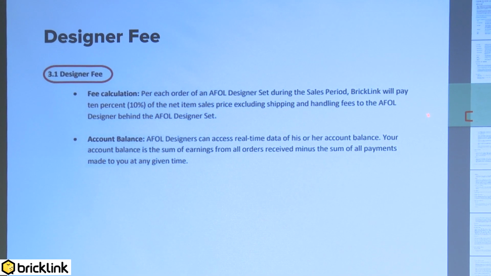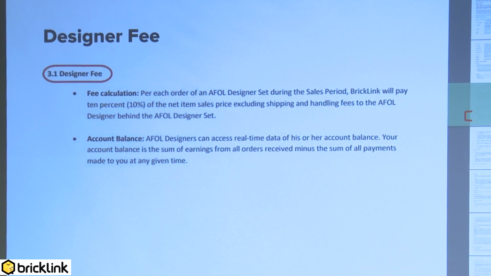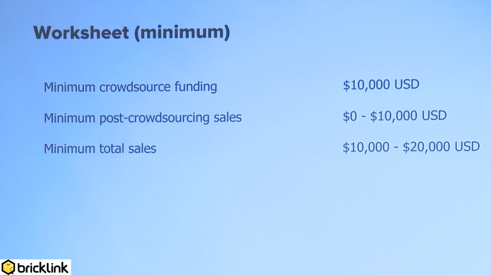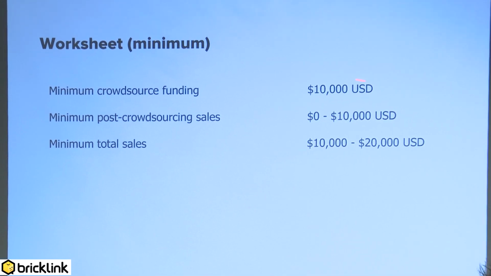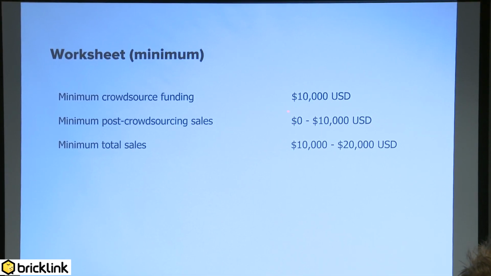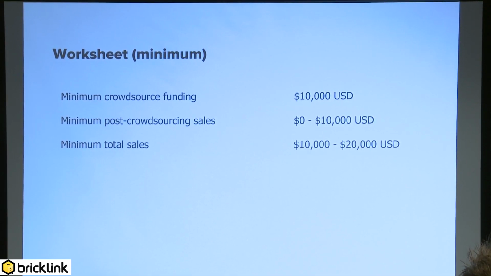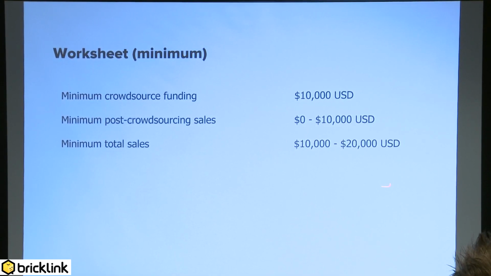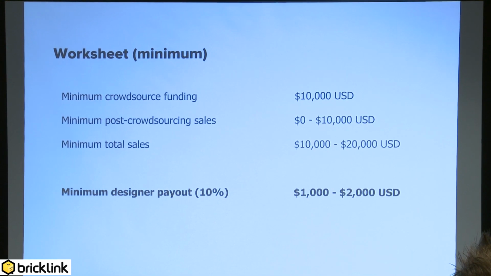Okay, and what we would like you to do is go through and crunch the numbers on this so you can see how much to invest in terms of what you can get out of it. This is the minimum amount if you had a very small set, $10,000. For crowdfunding, we're thinking it would be almost impossible to fully crowdfund a set and no one bought it afterwards. So there's going to be a range here of probably the same amount. So minimum total sales for the minimum size of set would probably yield this in terms of what your payout would be.